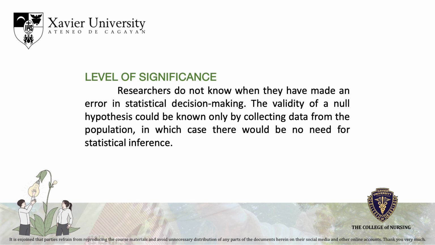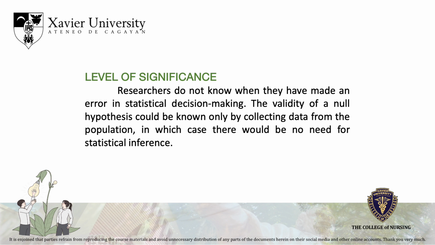Now for the level of significance. Researchers do not know when they have made an error in statistical decision making. The validity of a null hypothesis could be known only by collecting data from the population, in which case there would be no need for statistical inference. So researchers control the degree of risk for a type 1 error by selecting a level of significance, which indicates the probability of making a type 1 error. The two most frequently used levels of significance, referred to as alpha, are 0.05 and 0.01.